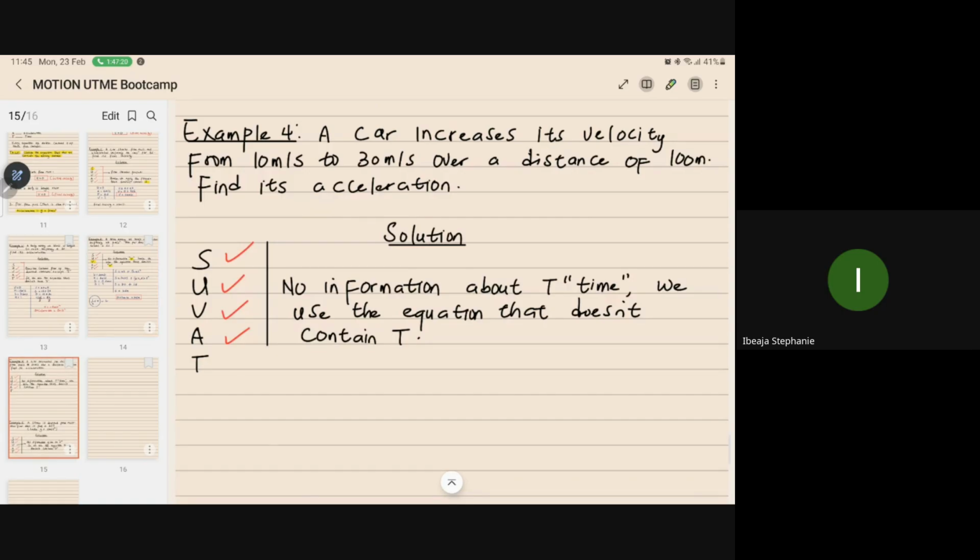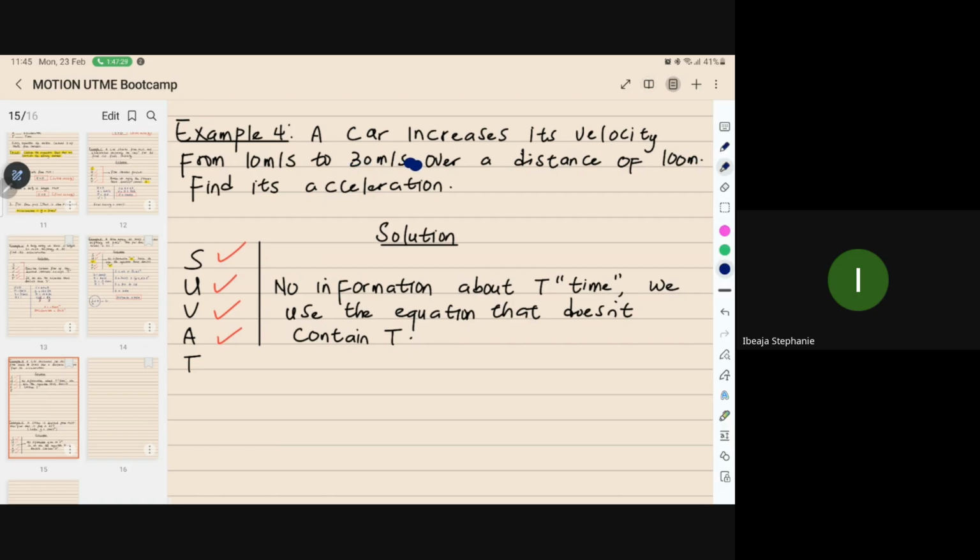Now the next example is example 4. A car increases its velocity from 10 meters per second to 30 meters per second over a distance of 100 meters. Find its acceleration. So a car increases the velocity from 10 meters per second. So from means that your u is equal to 10, right? To v means 30. That is 30 meters per second. This is 10 meters per second. Over a distance of 100 meters, it means that S is equal to 100.